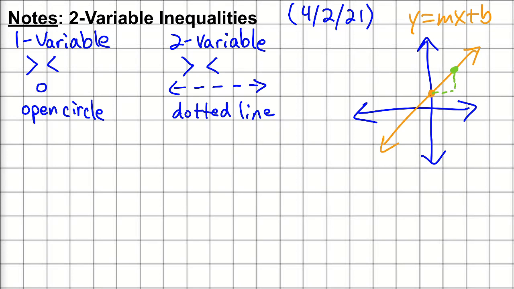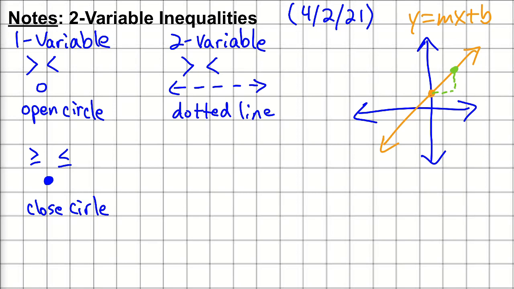So in contrast to that, when we have a greater than or equal to or a less than or equal to in one variable inequalities, we have a closed circle. And that means that wherever that closed circle is, that point is part of the solution set.